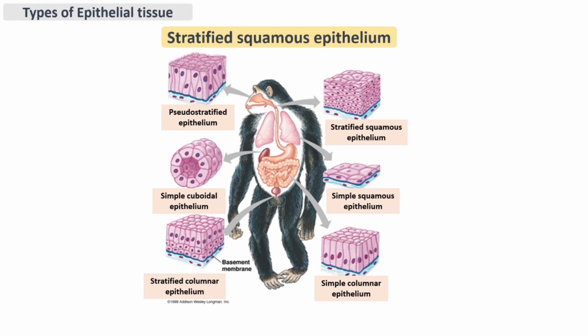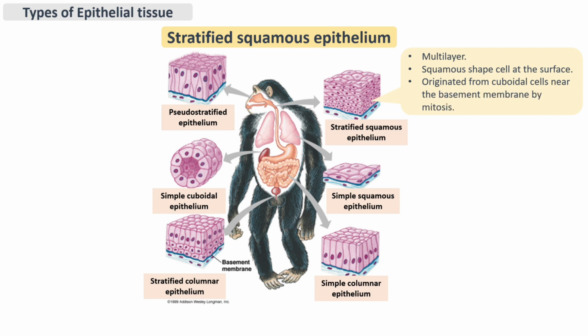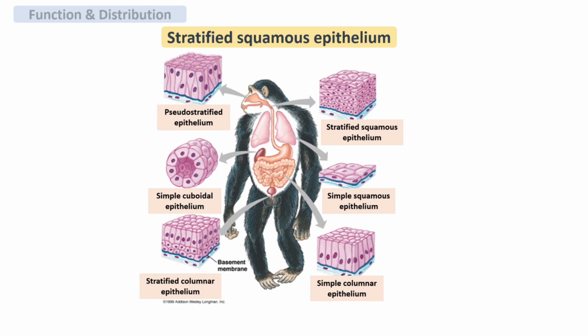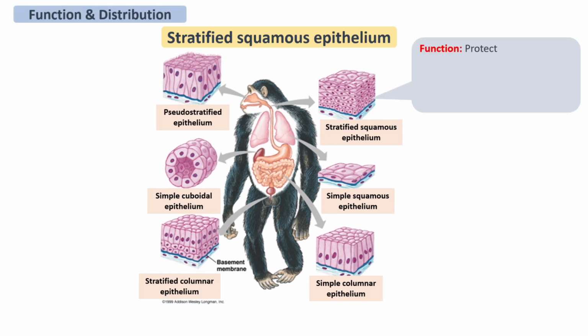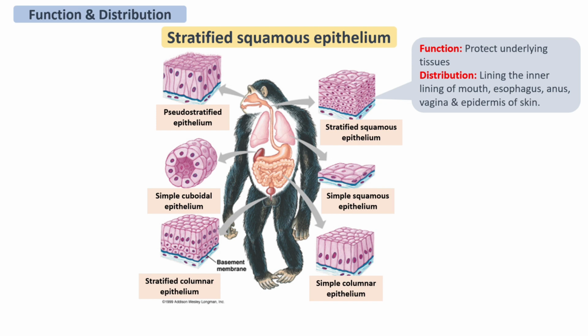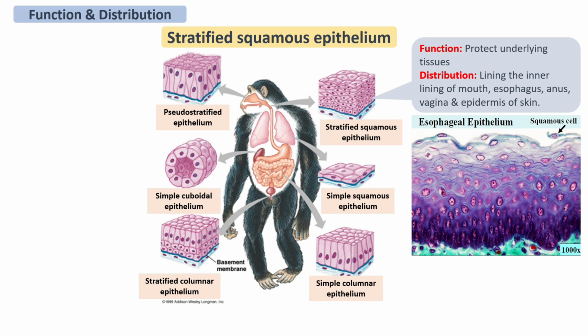For stratified squamous epithelium, it has multiple layers of cells, with squamous-shaped cells exposed at the surface. The squamous cells at the top originate from the cuboidal cells near the basement membrane by mitosis. Because of the multiple layers, its function is to protect the underlying tissues. This tissue can be found in the inner lining of the mouth, esophagus, anus, vagina, and epidermis of skin.